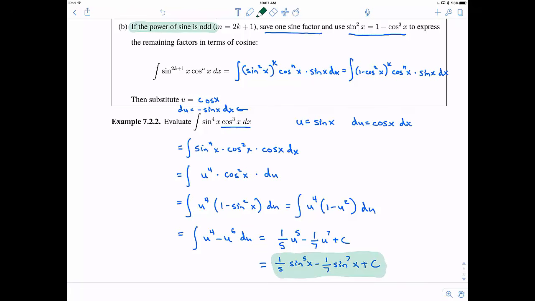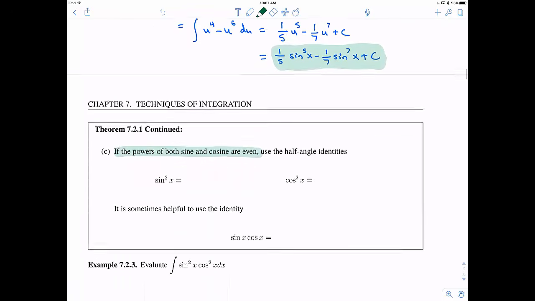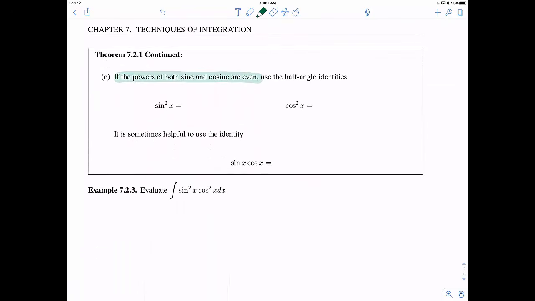Okay, so let's get on to our third type of scenario for when we are integrating a power of sine times a power of cosine. And that is if they're both even. So if we can't pull off this trick, then the claim is we want to use some of these half-angle identities. And we've rewritten these half-angle identities.